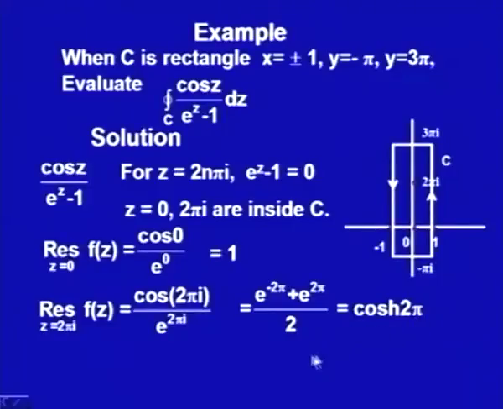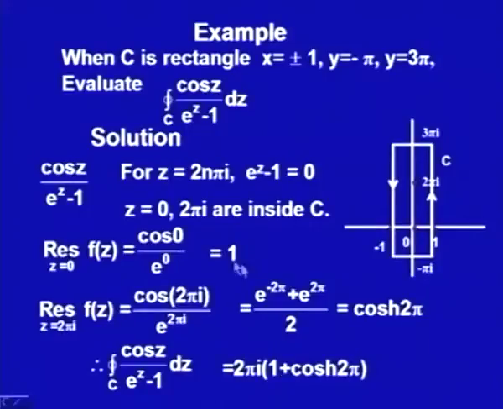So, we have got the integral of cos z upon e to the power z minus 1 on this rectangle C, which is bounded by plus and minus 1 on the x side and minus pi to 3 pi on the y side, is nothing but 2 pi i times the sum of residues: the residue at z is equal to 0, that is 1, plus the residue at z is equal to 2 pi i, which is cos hyperbolic 2 pi. So, we have got this integral done.